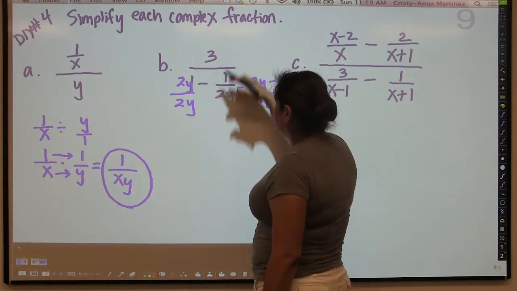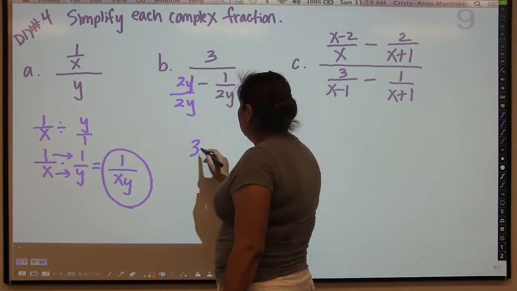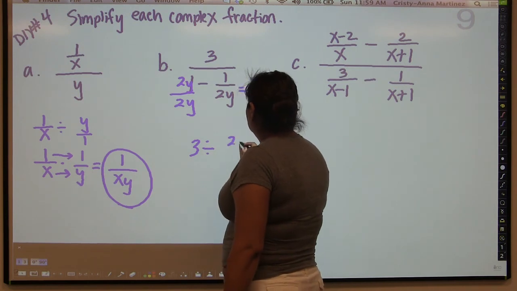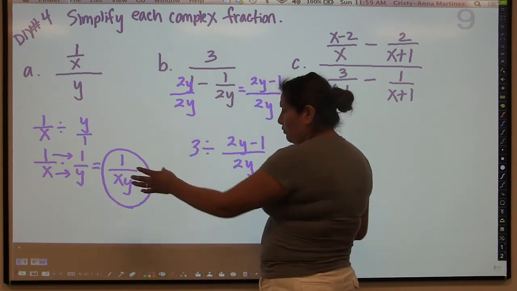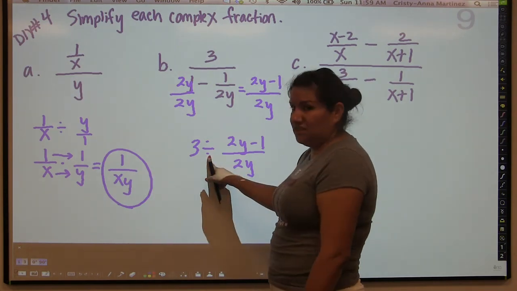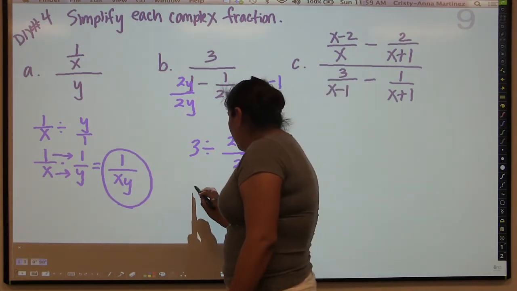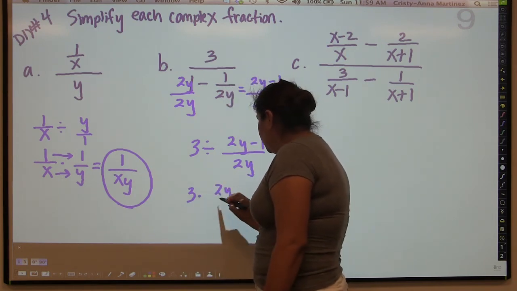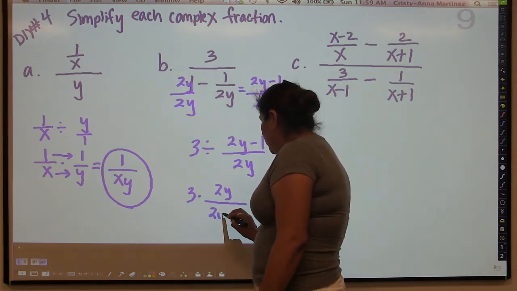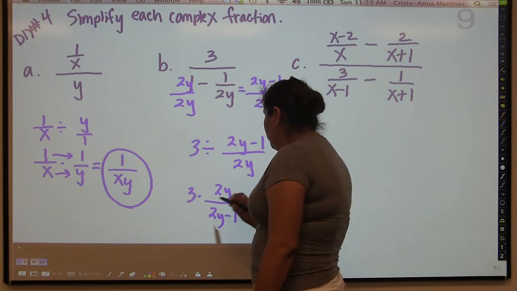So now what this expression is saying is 3 divided by 2y minus 1 over 2y. And again, like the previous example, I can convert this division to multiplication by flipping it over and multiplying. So I'll put the 2y on top and the 2y minus 1 on the bottom, and then multiply across.